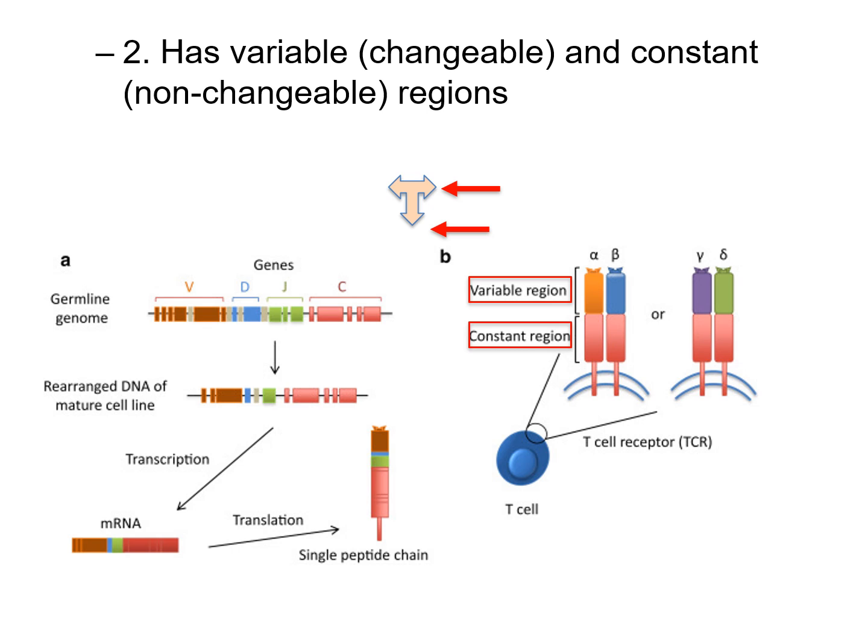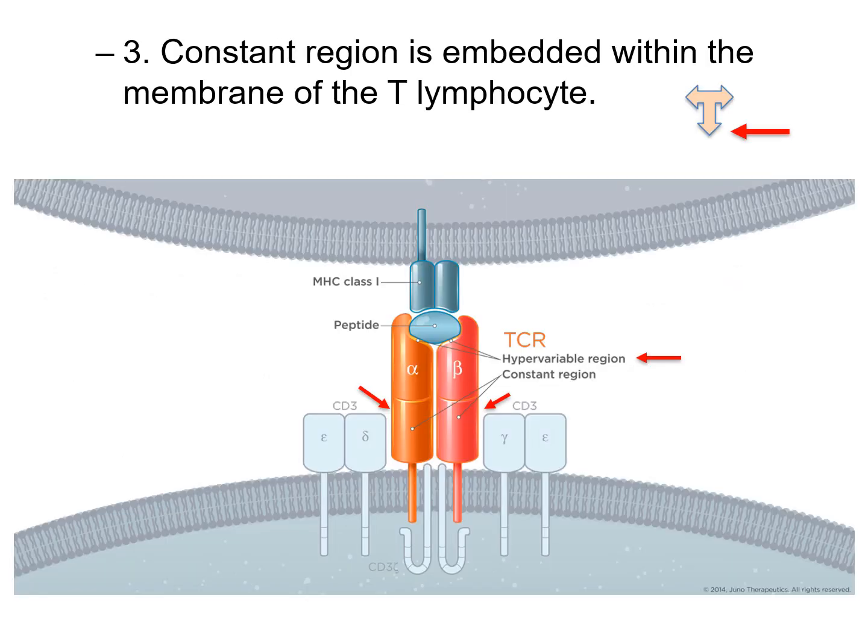A closer look at the structure of the receptor. It has 2 regions, a changeable region and a non-changeable region. The portion that changes is called the variable region. That's the portion that's at the top that binds to the dog dander, the cedar from the tree. Whereas the constant region is the portion that binds to the cell membrane of this T lymphocyte. The constant region is embedded within the membrane of the T lymphocyte.